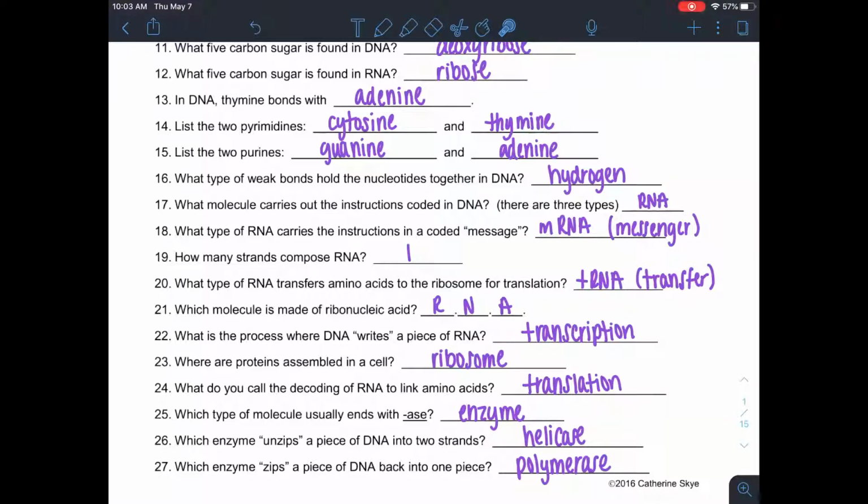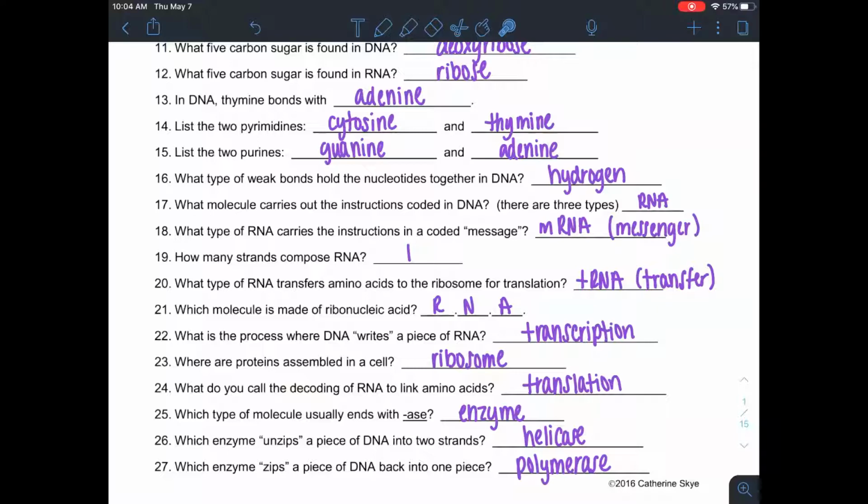For 23, where are the proteins assembled in the cell? That would be your ribosome. It's in your ribosome. All right, and the ribosome is made up of that rRNA, right? Ribosomal RNA. For number 24, what do you call the decoding of RNA to link amino acids, right?